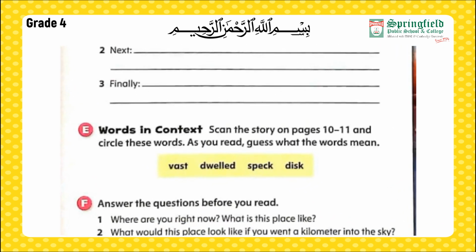Now moving towards our words in context. Our first word is vast. Vast means something very great in size, amount, degree or quantity. Next word is dwell. Dwell means to continue, to reside in a place. Our next word, speck. Speck is a small discoloration or spot, especially from stain. Our next word is disk. Disk is the seemingly flat figure of a celestial body.